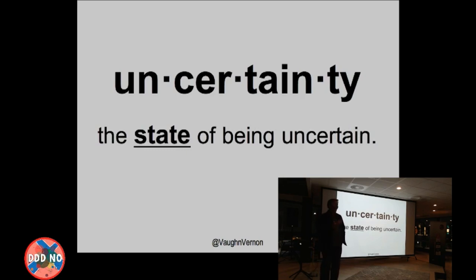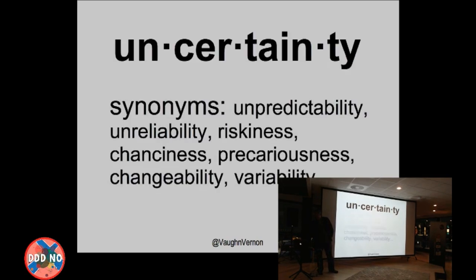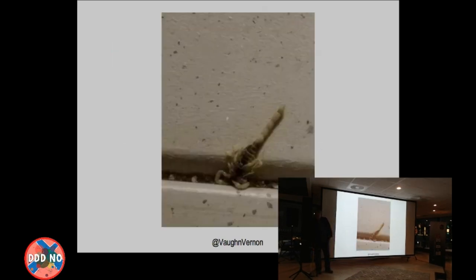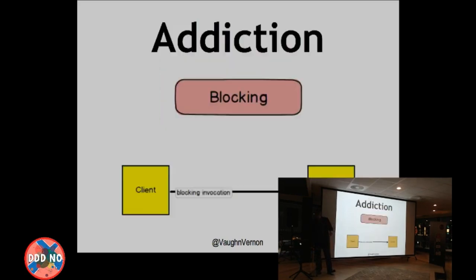It's a state. Do you understand state? Do you? We deal with state all the time. We can reason about state. So uncertainty is a state that has the possibility to be reasoned about. It makes us uncomfortable in a lot of ways. There's unreliability, riskiness, and all these variables involved. But uncomfortable is a really good definition of uncertainty. Yeah, let's skip by that.